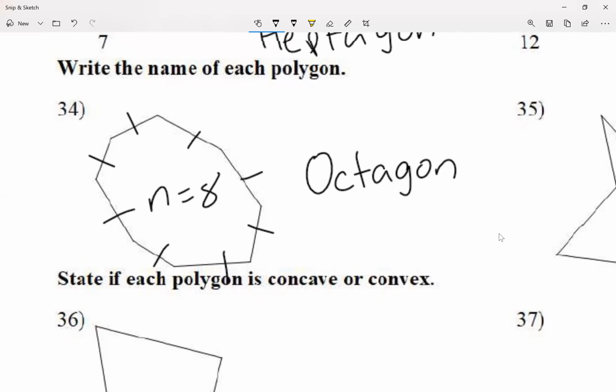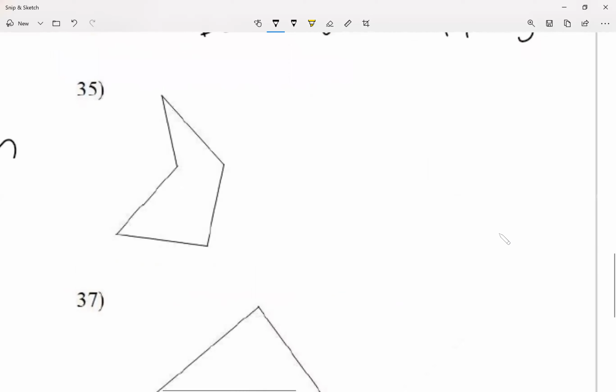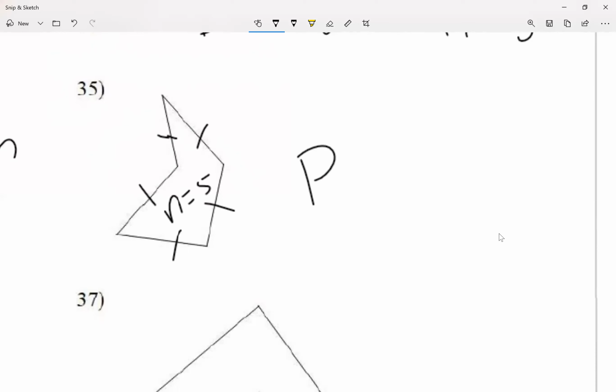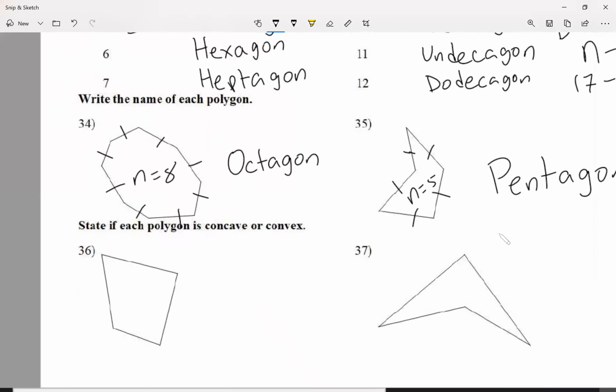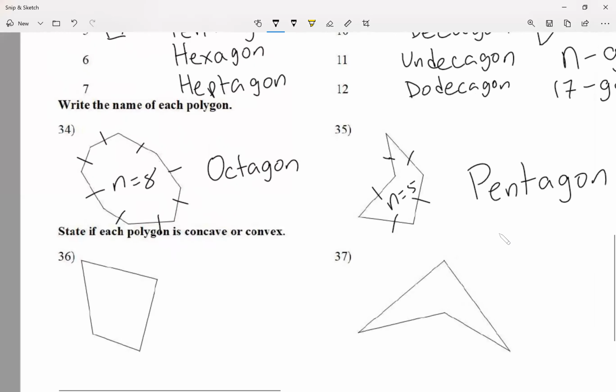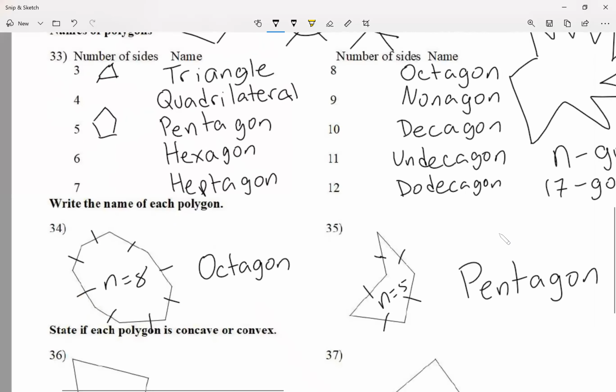Take a look at number 35. Again, let me count the sides. 1, 2, 3, 4, 5. This thing has 5 sides. So I'm going to call this pentagon. For the name of the polygon, I just count the sides, and I go back on the list that I gave you guys on number 33.